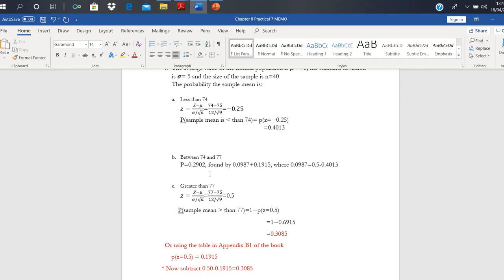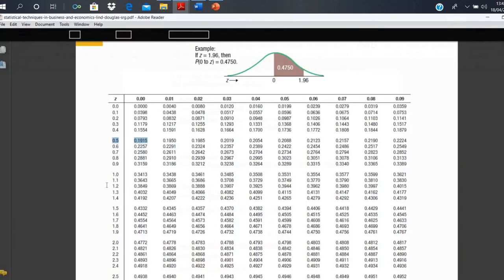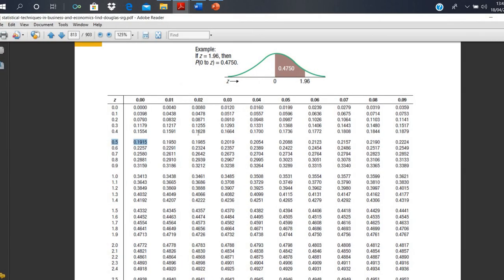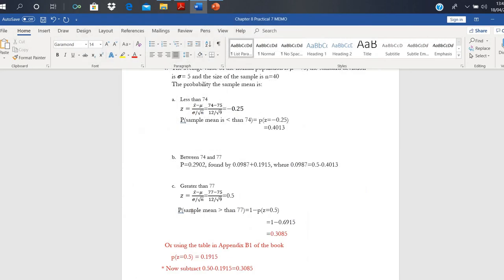Okay, so now the probability of a sample mean to be between 74 and 77 will be this difference here, plus the probability of z to be equal to 0.5 if we use this table here, the area under the curve. So you see that you will use both tables in order to get that probability. And you will now finally end up with a probability of 0.2902.